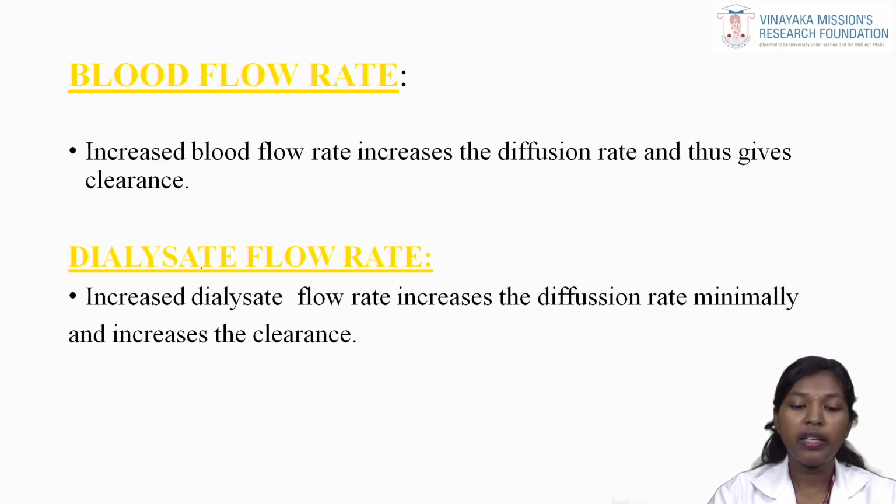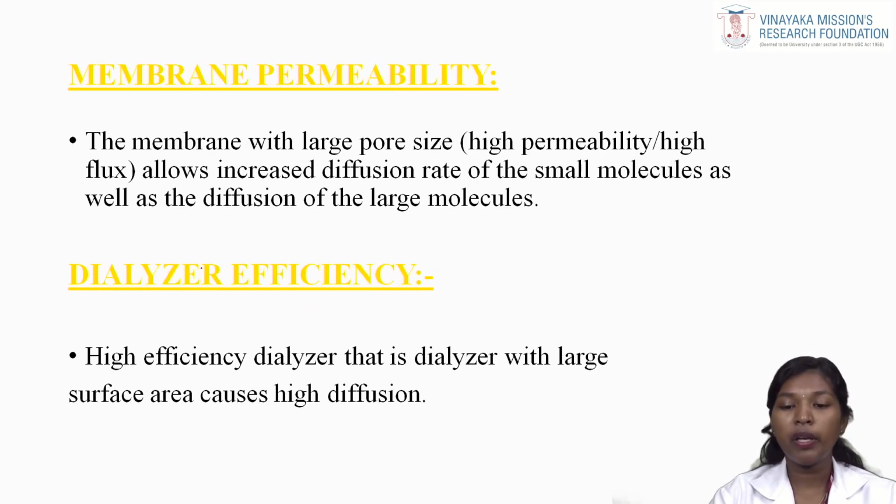Dialysate flow rate: an increased dialysate flow rate increases the diffusion rate minimally and increases the clearance. When the dialysate flow is high, the clearance is also high, and at the same time diffusion is also high. Next, membrane permeability.